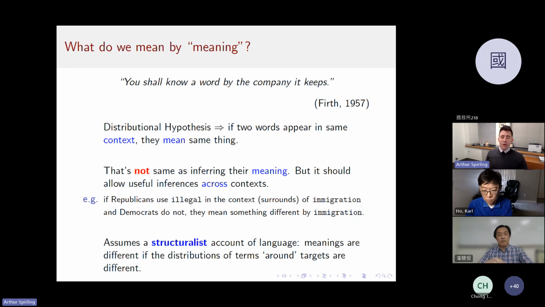And I'll clarify what I mean by distribution in a minute, and indeed I'll clarify what I mean by a target as well. But the idea is that if I can show that the way that terms are distributed is different, then I can perhaps show that our understandings, your understanding versus my understanding of a term, is different.